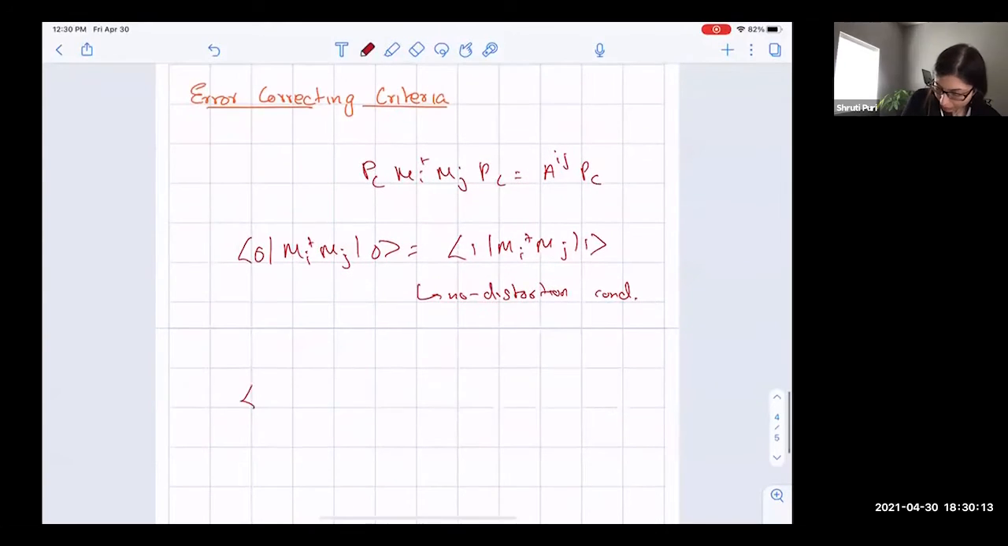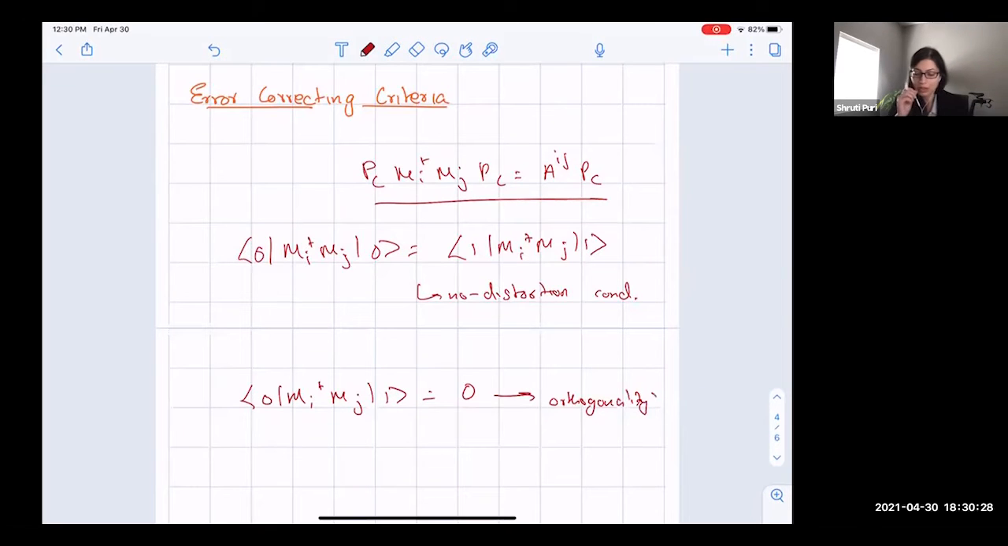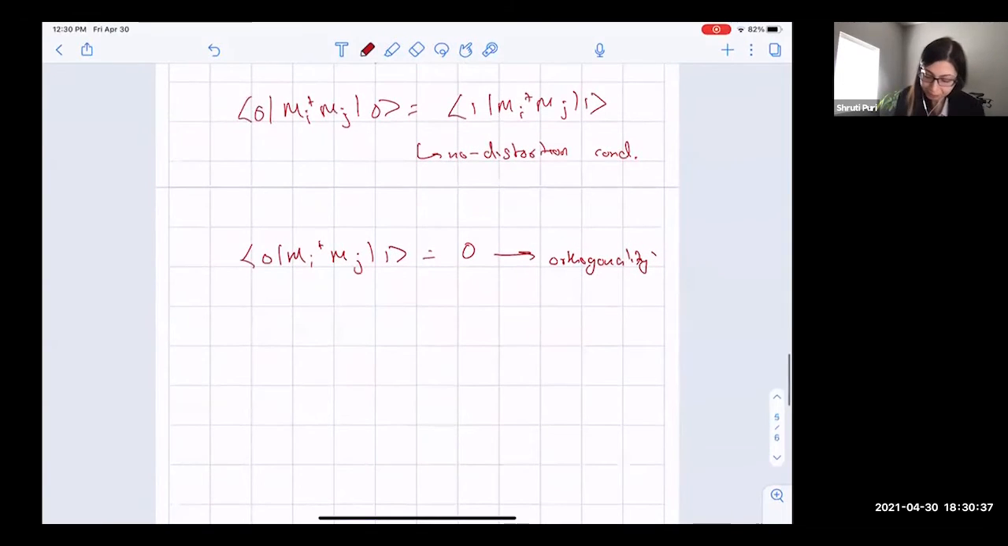And then the other condition coming from this is the orthogonality condition, which says this has to be 0. If the Kraus operators for your channel satisfy these two conditions, then you can do error correction, right? Okay, so now let's look at encoding a qubit in an oscillator.